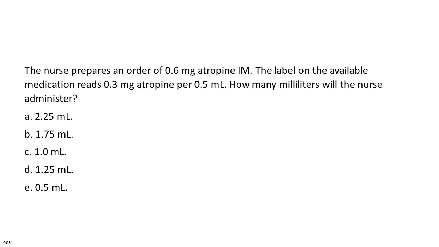The nurse prepares an order of 0.6 milligrams atropine IM. The label on the available medication reads 0.3 milligrams atropine per 0.5 milliliters. How many milliliters will the nurse administer? A. 2.25 milliliters. B. 1.75 milliliters. C. 1.0 milliliters. D. 1.25 milliliters. E. 0.5 milliliters.